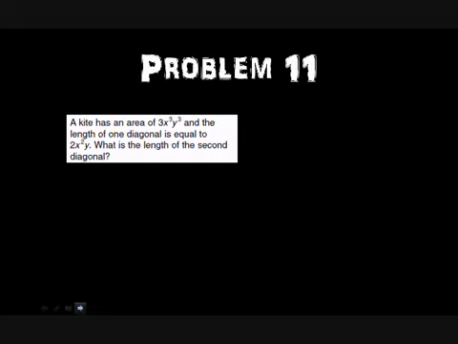Okay, problem 11, we have a kite, which is the one that looks like this. So these two are the same, and then these two are the same. And it has an area of 3x cubed y cubed, and one of the diagonals is, I'm going to say it's this one, one of the diagonals is 2x squared y.